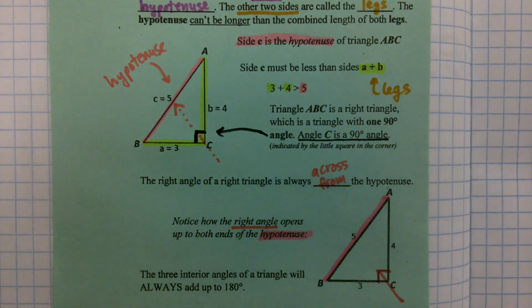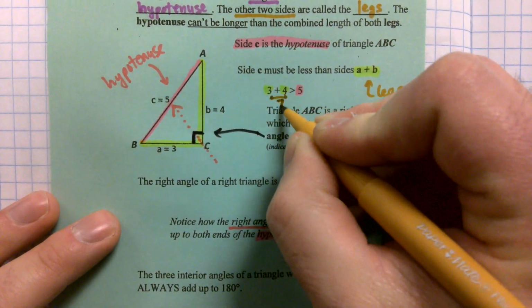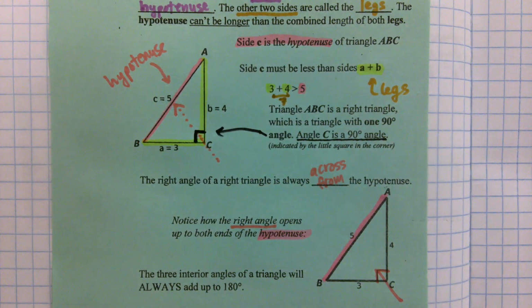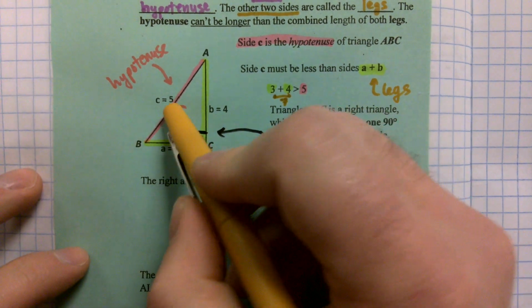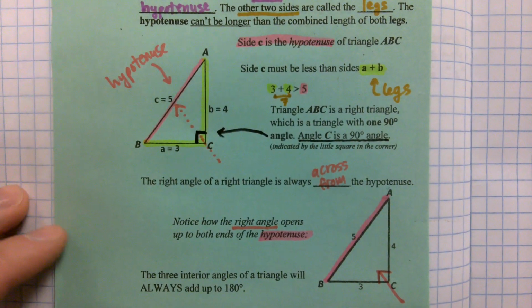What would 3 plus 4 give me? 7. Is 7 greater than 5? Yes. So this does make a triangle.